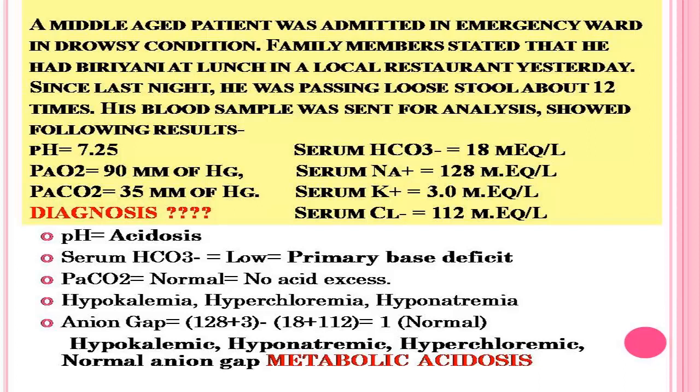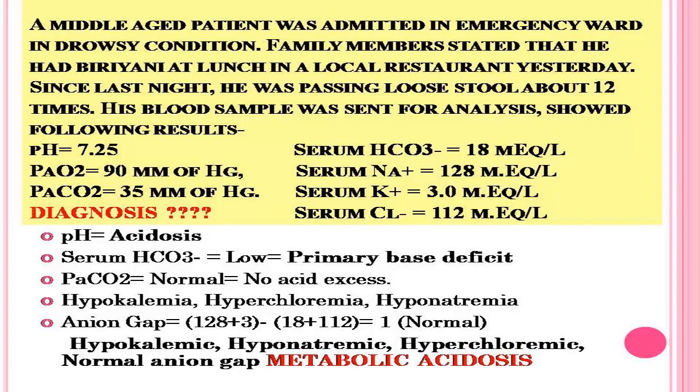The pH is 7.25, PaO2 is 90 mm of Hg, PaCO2 is 35 mm of Hg, serum bicarbonate is 18 milliequivalent per liter, serum sodium is 128 milliequivalent per liter, serum potassium is 3 milliequivalent per liter, and serum chloride is 112 milliequivalent per liter. Now what is the diagnosis here?